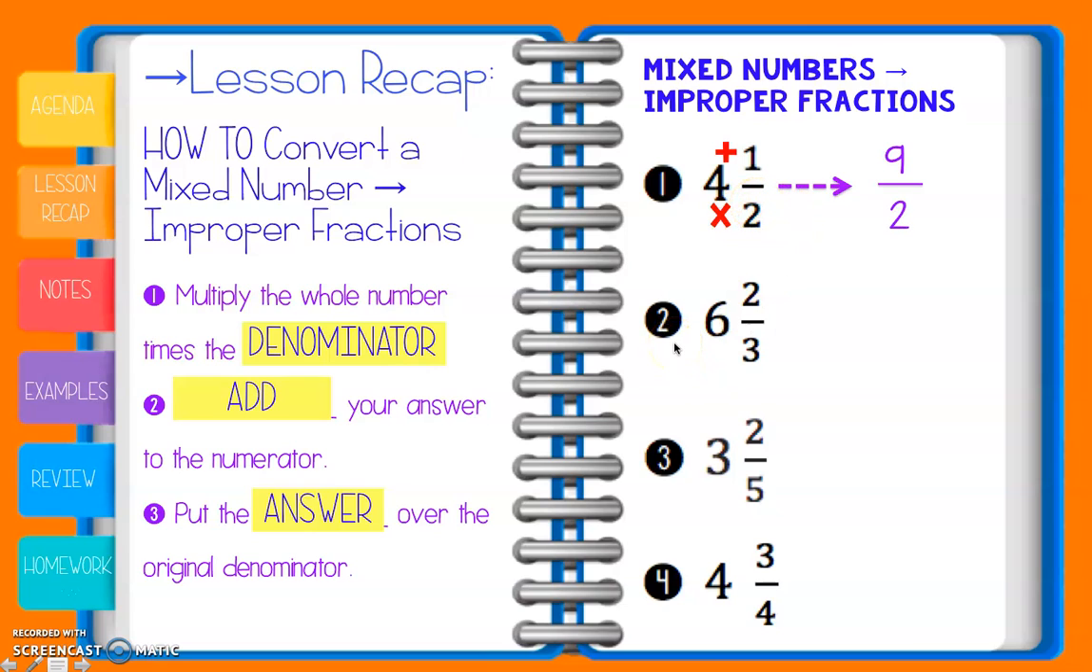Take a look at number 2, 6 2/3. Okay, we take our 3 times 6 plus 2, that gives us a 20 as our numerator, over our original denominator of 3. 20/3 is our improper fraction. Okay, so 3 2/5, we take our 5 times 3 plus 2, and we get 17 as our numerator, over our original denominator of 5. 17/5 is our improper fraction.